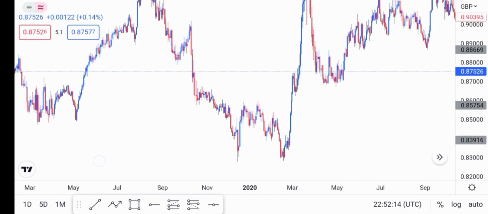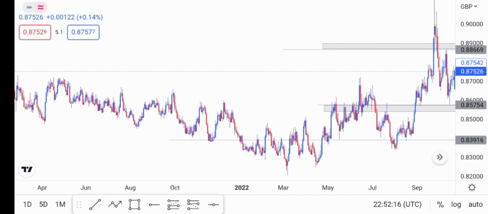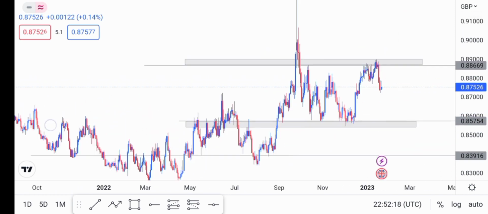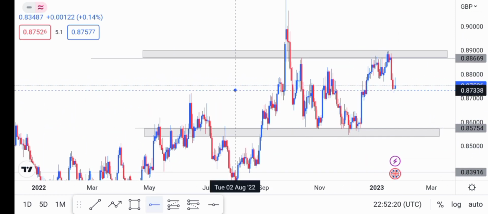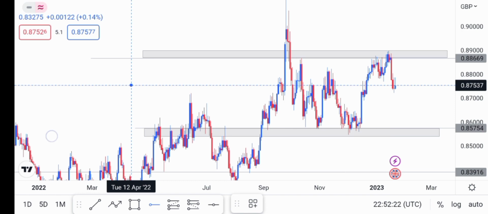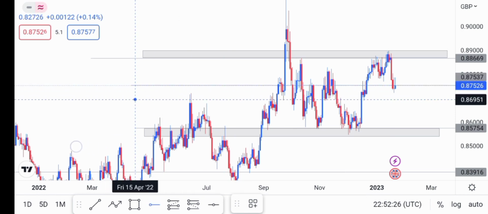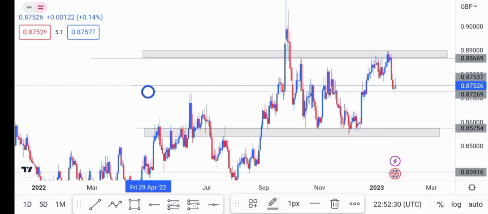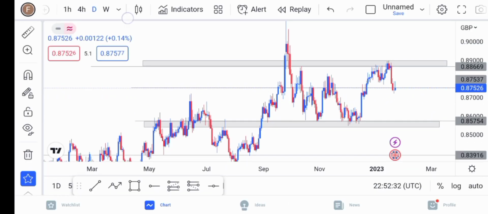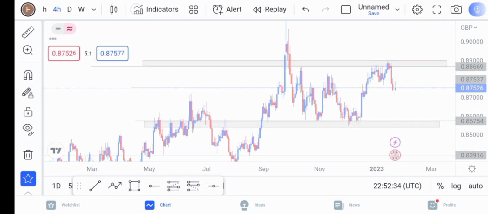Okay, that's all I wanted to see. Let me mark it as well, so we are not missing anything here. But it seems like this level here is a zone, but we'll just find more levels as we move to the lower time frame. So you're going to the 4-hour time frame.